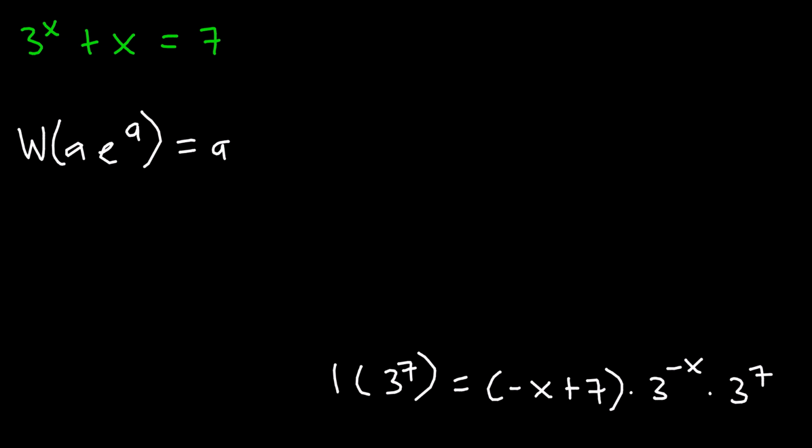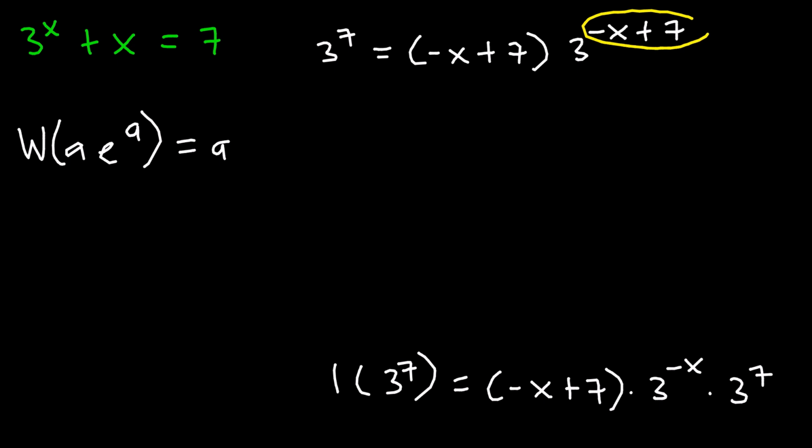And from the rules of exponents, we know that when we are multiplying numbers of the same base, we add the exponents. So we shall add this with this. This will give us 3 to the power of 7 equaling to negative x plus 7 and then times 3 to the power of negative x plus 7. And now, as you can see, this is the same as this.